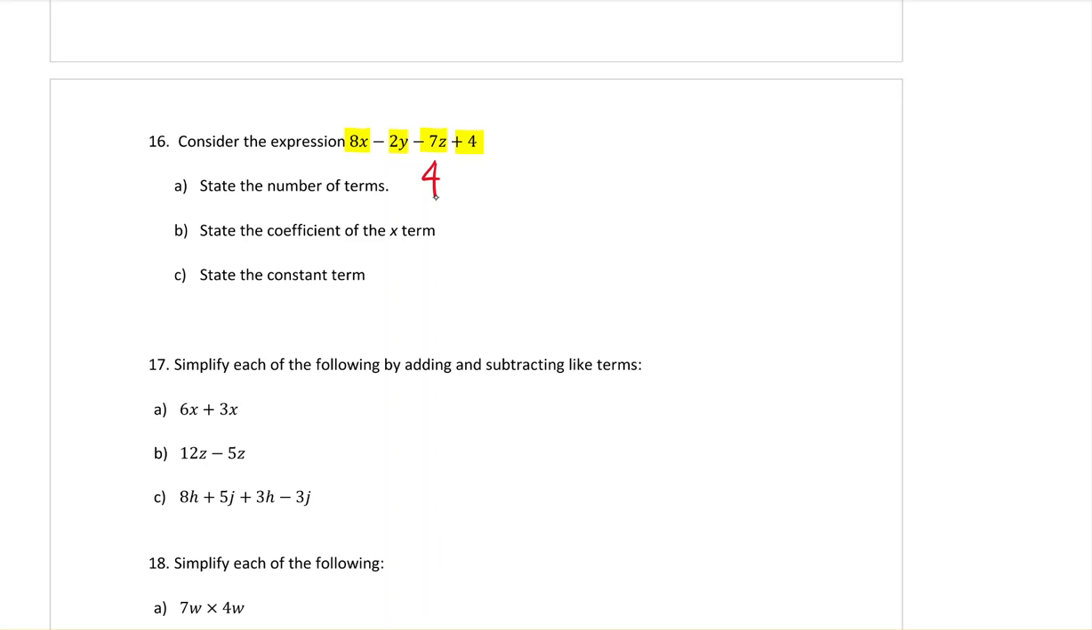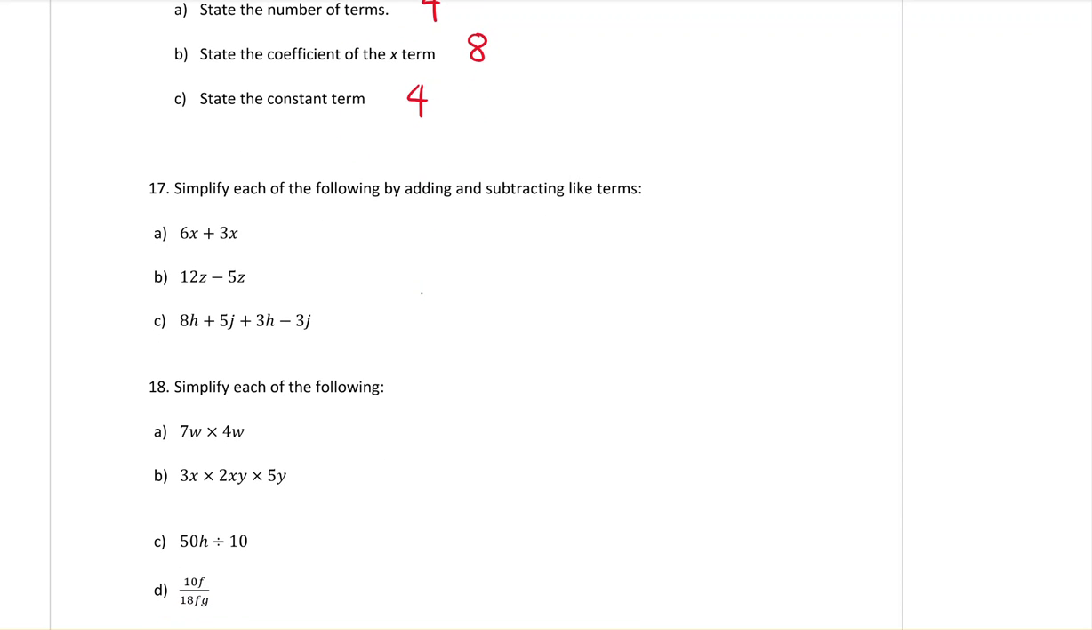State the coefficient of the x term. Okay, so my x term is this one here. The coefficient means the number in front, which is the 8. And state the constant term. Constant term is the one that does not have any letters, which is going to be the one on the end here, which is going to be a 4. Please remember, though, if there was a minus sign, you would have to include that as well. So, for example, the coefficient of the y is minus 2, not just 2. If you write 2, it's wrong. You have to put minus there if there's a minus sign, okay?